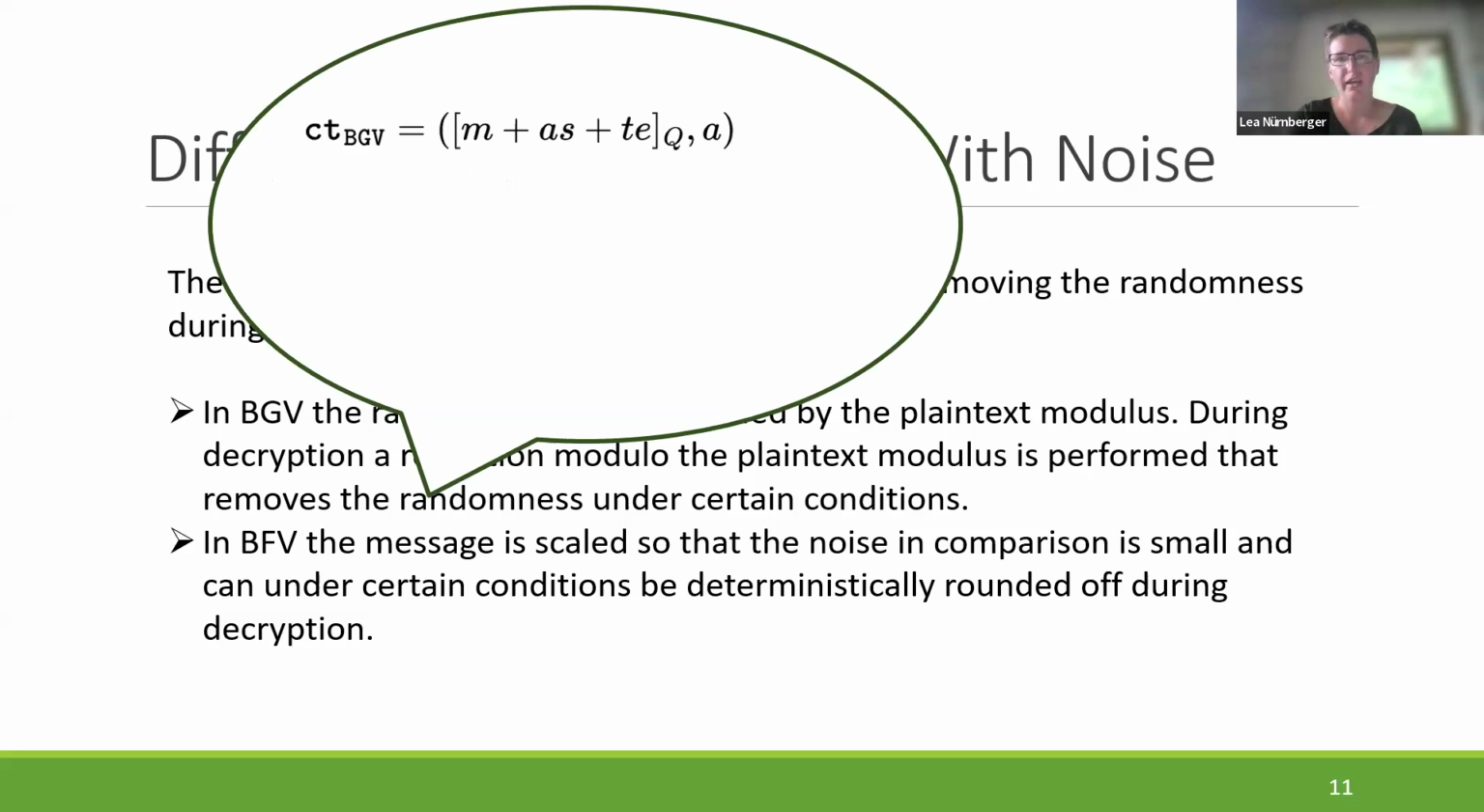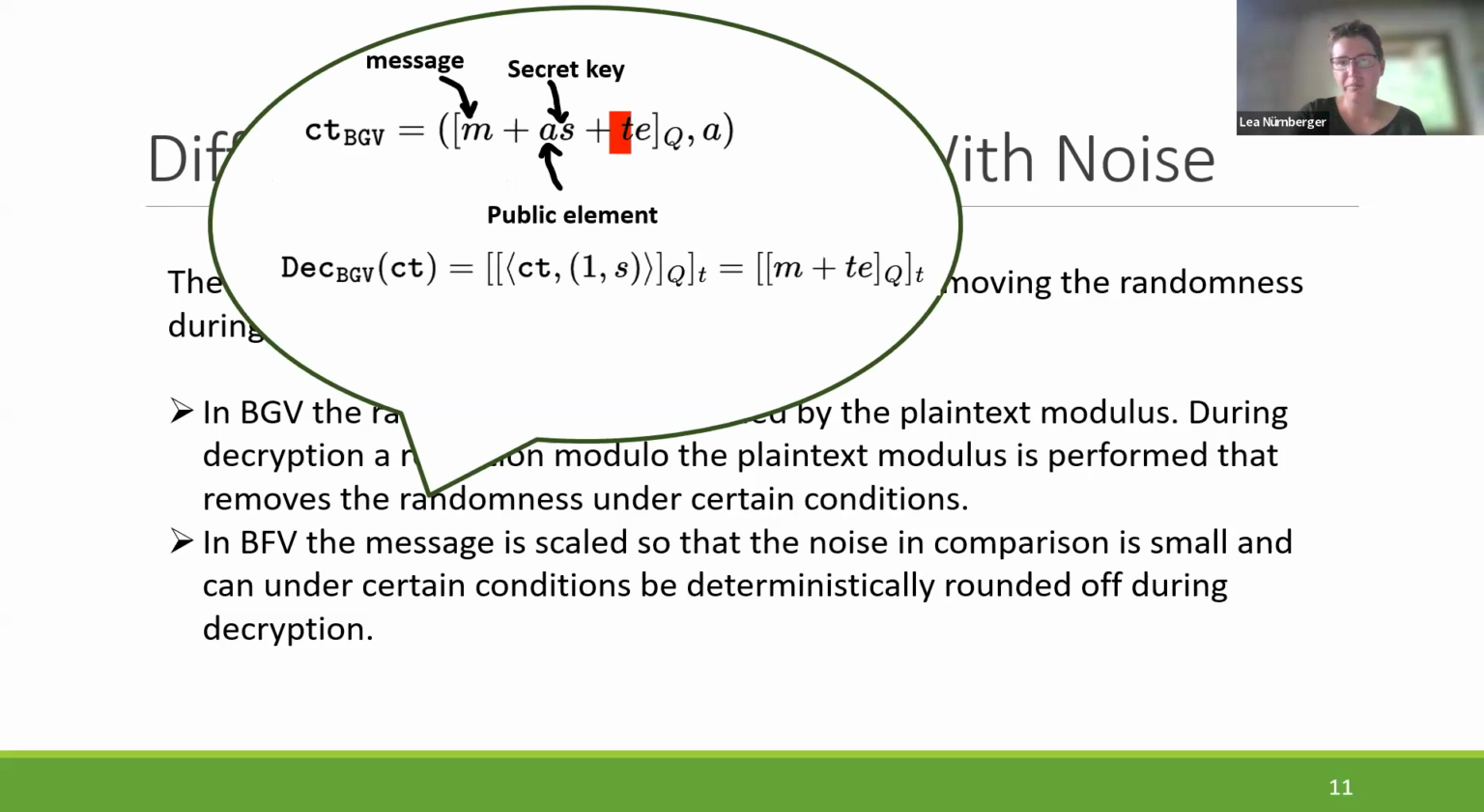So to look at this a little bit in formulas, this is what a BGV ciphertext looks like. And then we can see, okay, again, as we saw in our image with the lattice before, we have the message, we have a public element that we multiply by a secret element, and then we have the noise, and the noise is multiplied by this T, and the T is the plaintext modulus.